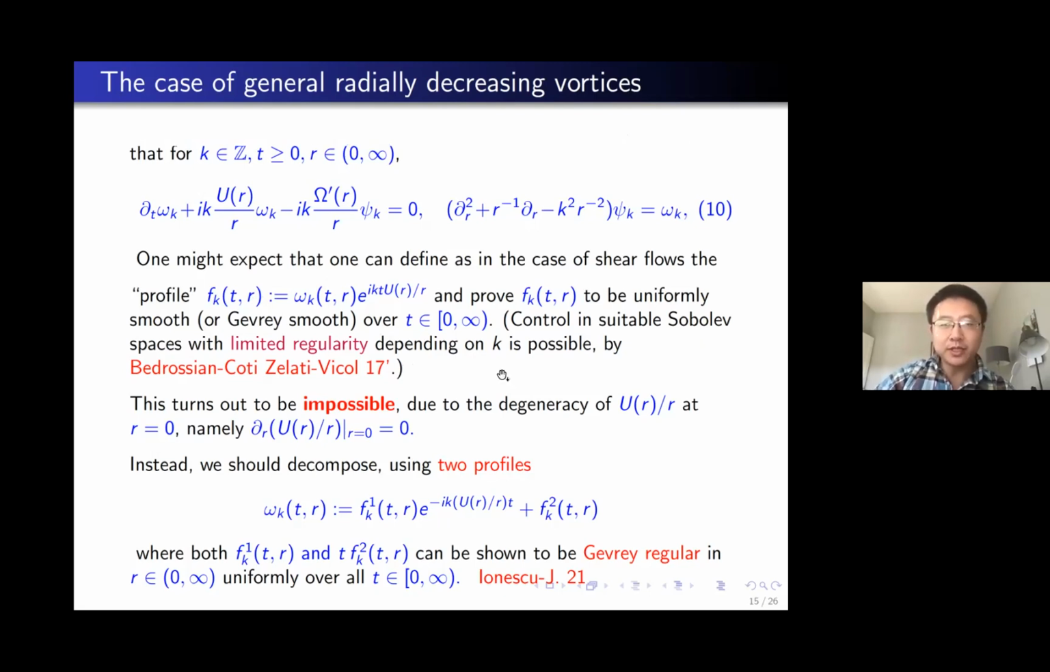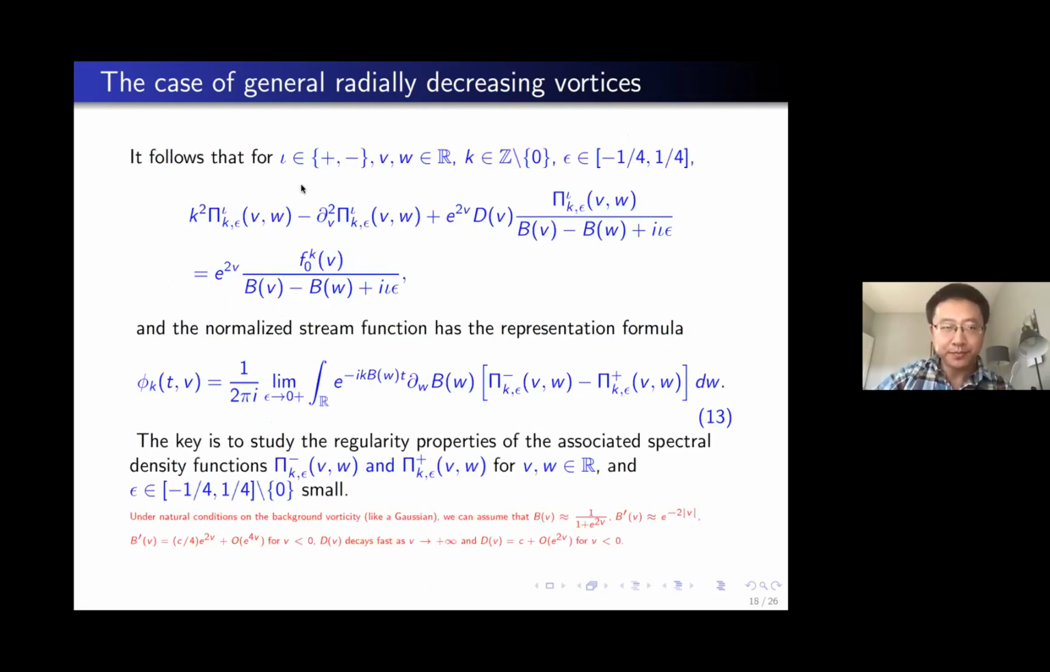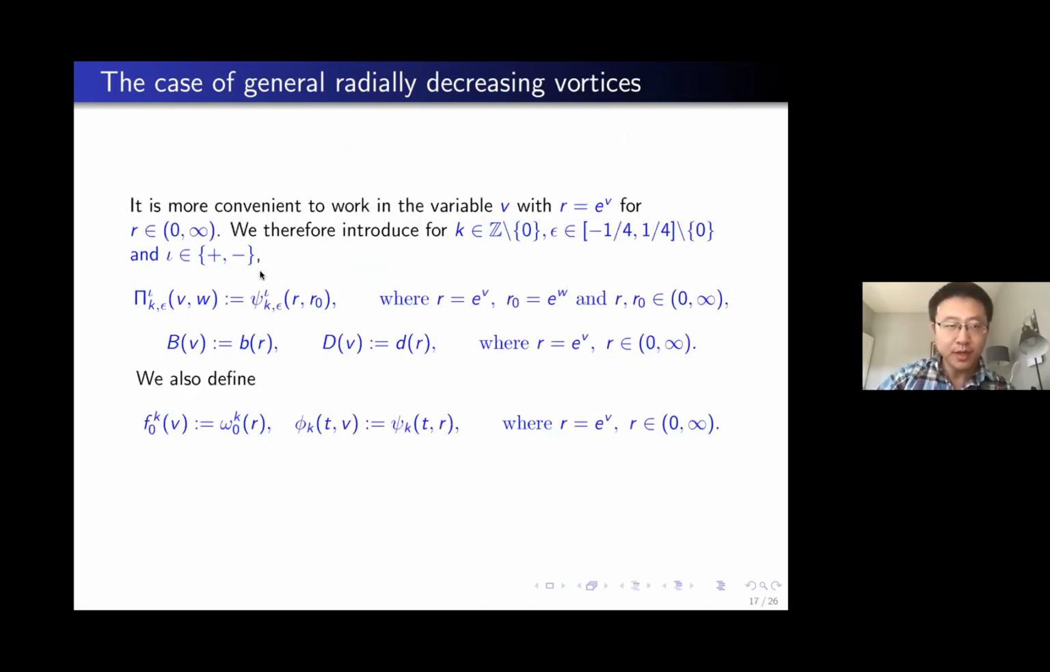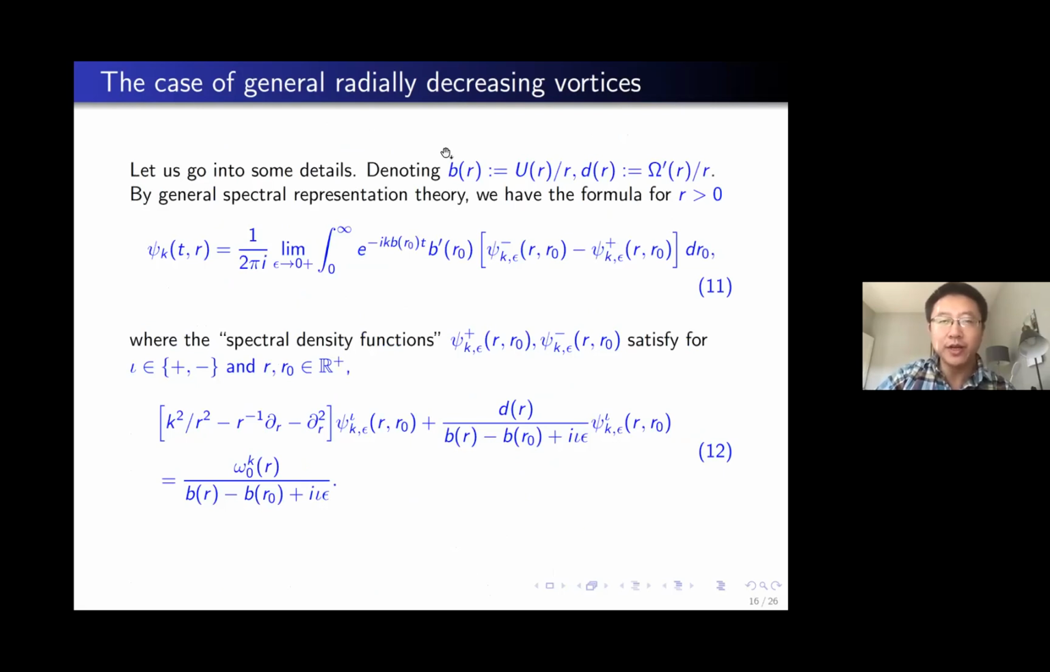But let me go into some of the details. So we have this UR, which is UR E theta, giving a velocity field. UR divided by R, let's denote it as BR. And omega R is the vorticity field. Omega prime R over R, let's denote by DR. Then from the equation satisfied by the linearized flow and general spectral representation theory, we can have the following formula.